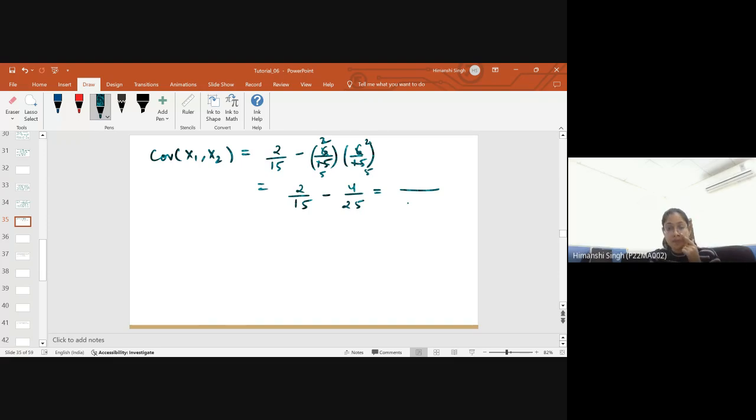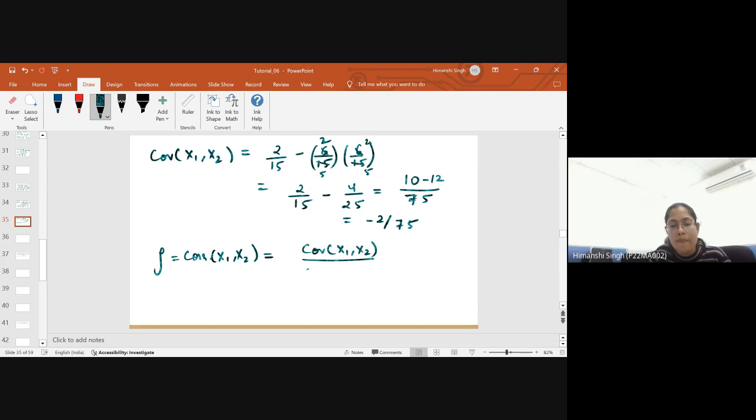So what is it? It is 75, and it is 10 minus 25 3 times, then it is 12. So that is minus 2 by 75. So this is basically the covariance between x1 and x2. Apart from that, we need to calculate the correlation between x1 and x2, which will be the covariance of x1 x2 divided by the standard deviation of x1 into the standard deviation of x2.